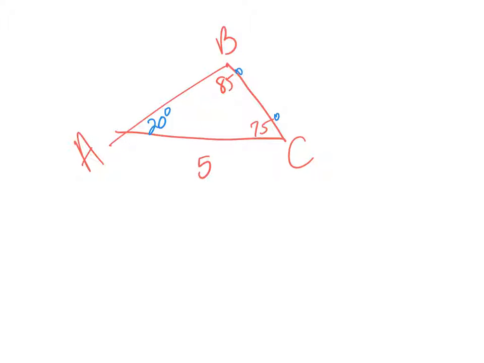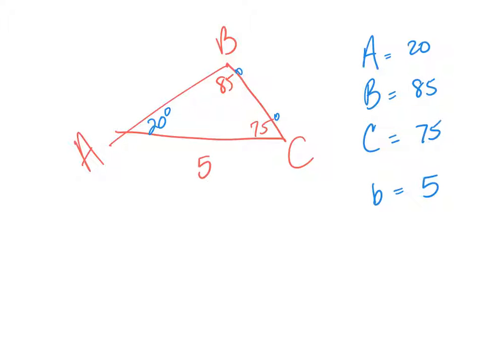What is the 5? Is it big A, little B, or little C? No, it's B. It's little b this time. So you go to that second formula and you use the one with the little b, okay? Big A is 20, big B is 85, big C is 75, and little b is 5.